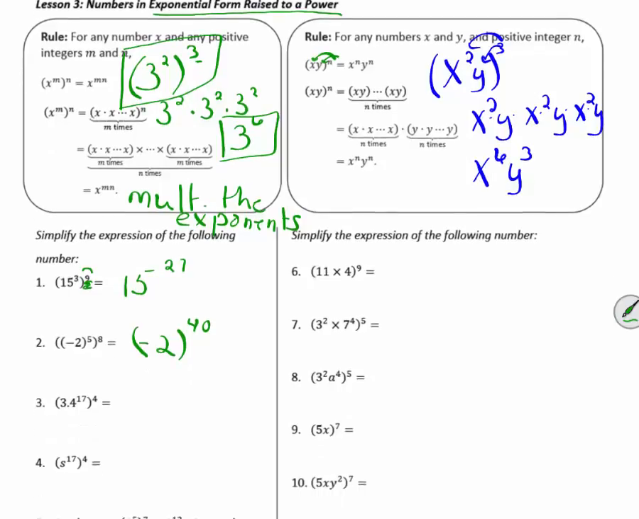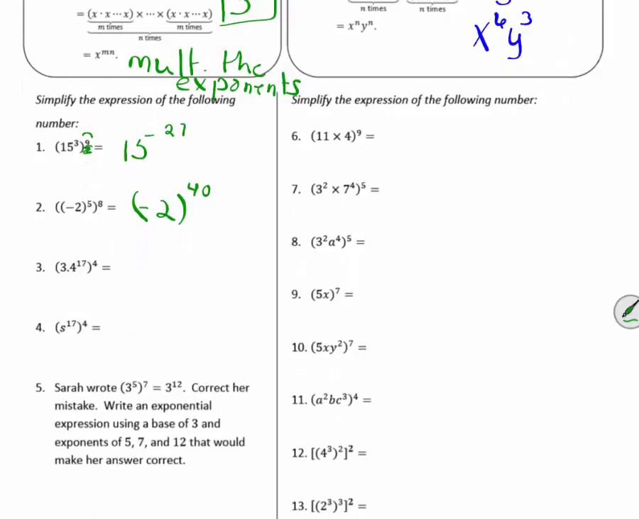Next one. Number 3. 3.4 is my base. And then I have to multiply 17 times 4, which should give you 68. It works if I have a variable. So now instead of the 3.4, I have the s. I still have the 17 and 4, so I already know that that's 68.